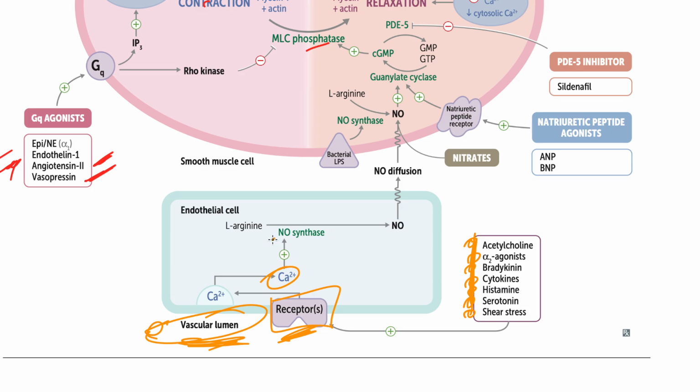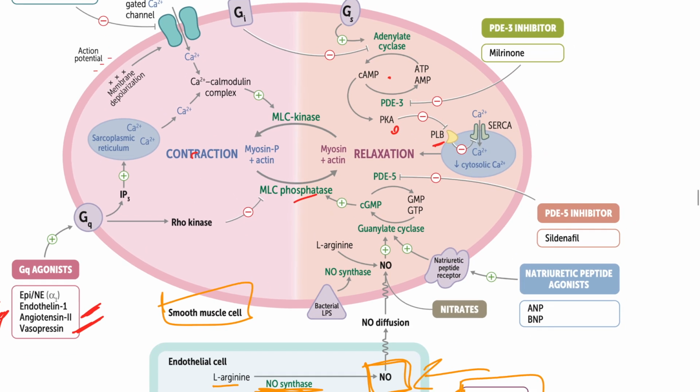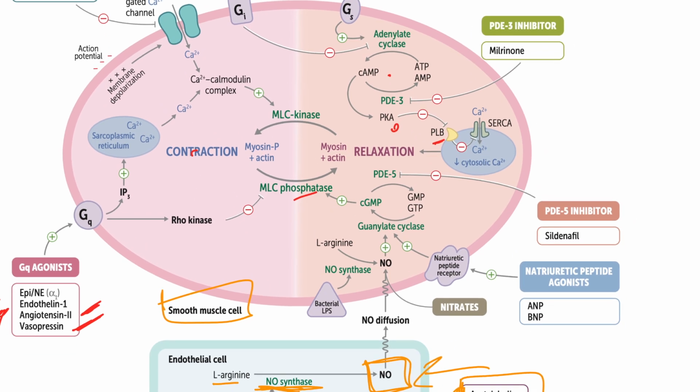Calcium stimulates nitric oxide synthase. What is NO synthase? What is nitric oxide synthase doing? It's converting arginine to nitric oxide. So in other words, you can say all of these are stimulating nitric oxide somehow. Okay, and that nitric oxide is going to diffuse back into the smooth muscle cell.